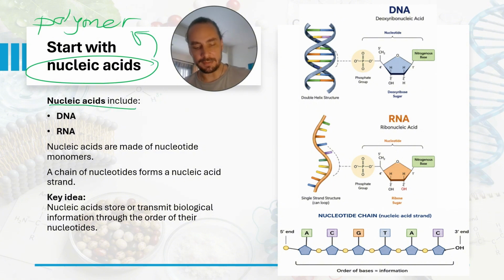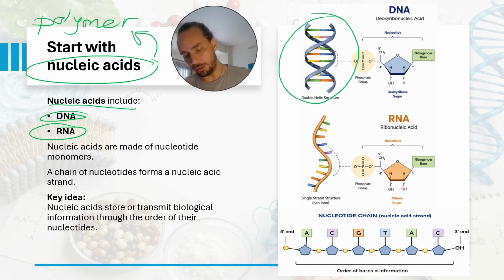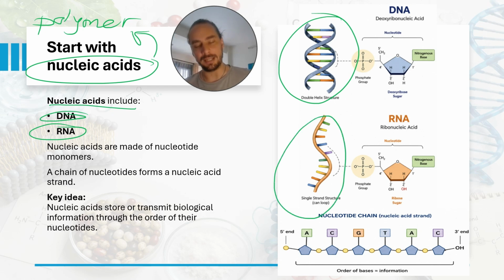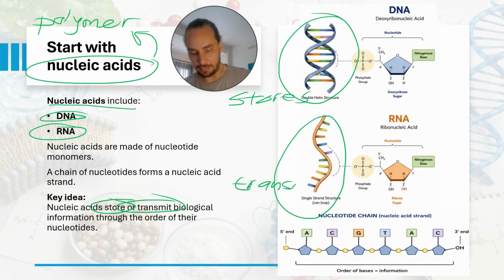Now, nucleic acids include DNA and RNA. Okay, DNA is a double-stranded molecule, and RNA is a single-stranded nucleic acid. What is important is that nucleic acids store information. So DNA stores information, and it transmits biological information, and RNA transmits information. Okay.